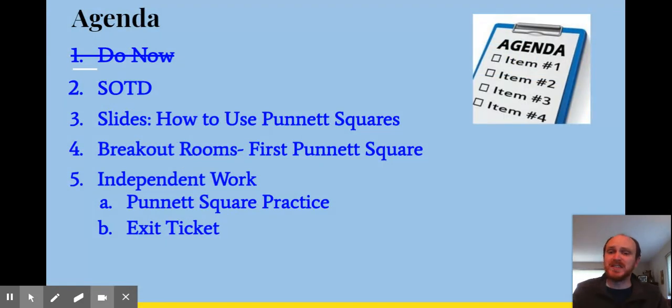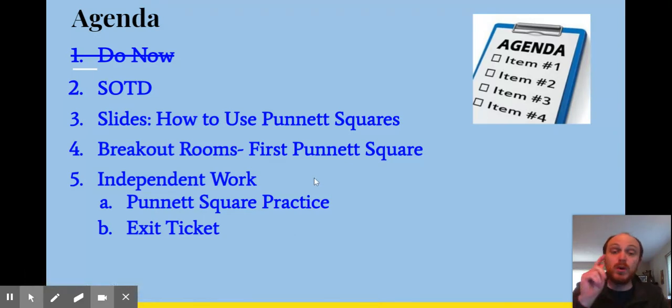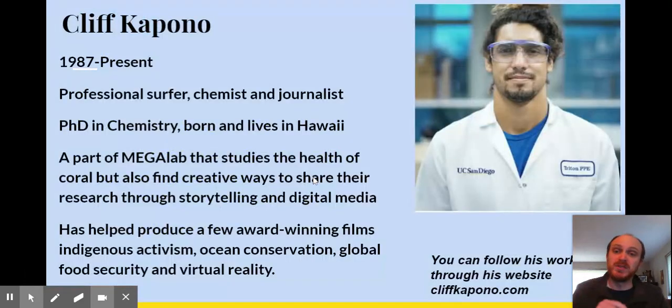So after our scientist of the day today, I'm going to teach you how to use Punnett squares. In our breakout room, we're going to do our first Punnett square. You guys will do one together, or at least they did. If you missed live class, I'll do it with you real fast. And your independent work is up to you to do some Punnett squares together, okay? There actually is no exit ticket today. We will continue practicing Punnett squares on Tuesday.